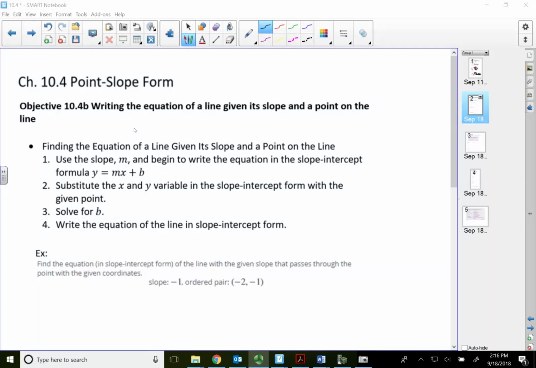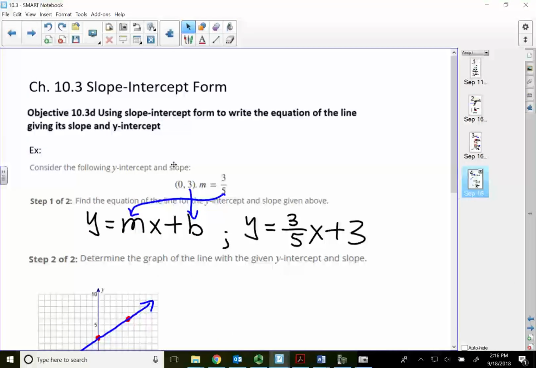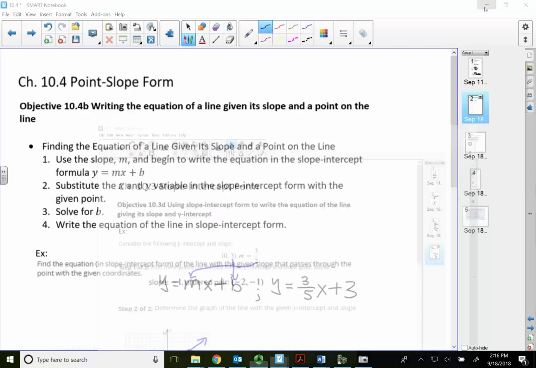In this lecture video, I'm going to show you how to write the equation of a line given its slope and the point on the line. We've done something similar in module 10.3, where the problem gave me a slope and a y-intercept, and I used the slope-intercept form to write the equation of the line.